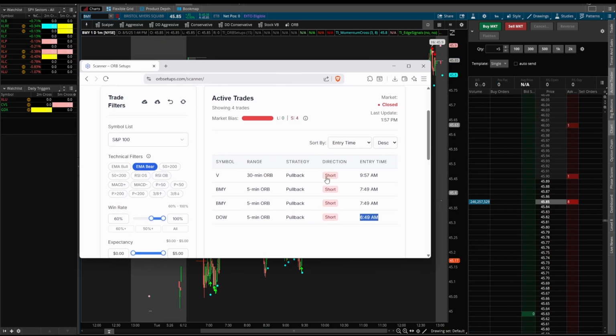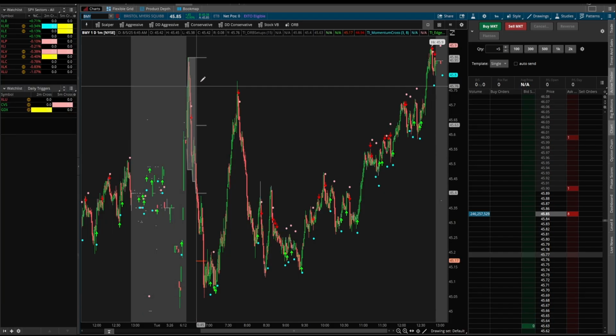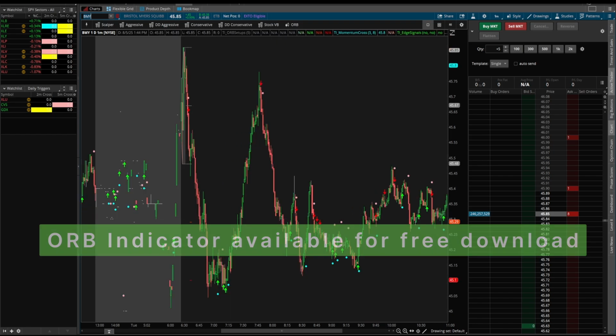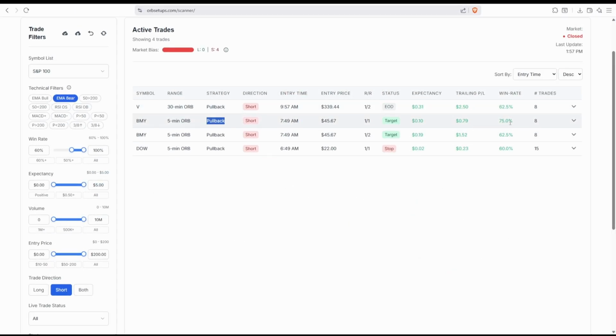You can see Bristol Myers, the setup that the scanner found was at 7:49, and that's a pullback setup. This is using the 5-minute opening range breakout. So if I was to come into the 5-minute opening range breakout, it's when price pulls all the way back up to this half range mark. That's when the scanner's saying, hey, this is a good pullback opportunity in a setup that already has some fairly positive stats. Here we have two different setups that are triggering, one in which we can risk 1 to make 1, the second in which we can risk 1 to make 2. Both have some fairly solid win rate percentages, and both gave us triggers today.